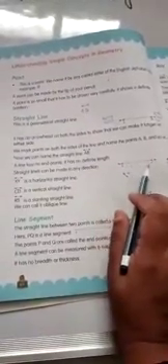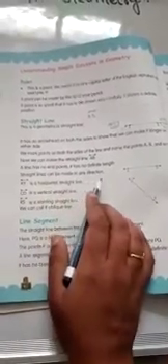A line has no endpoints, so it has no definite length. Straight lines can be made in any direction. You can see here, a straight line can be made in any direction, like this and like this.